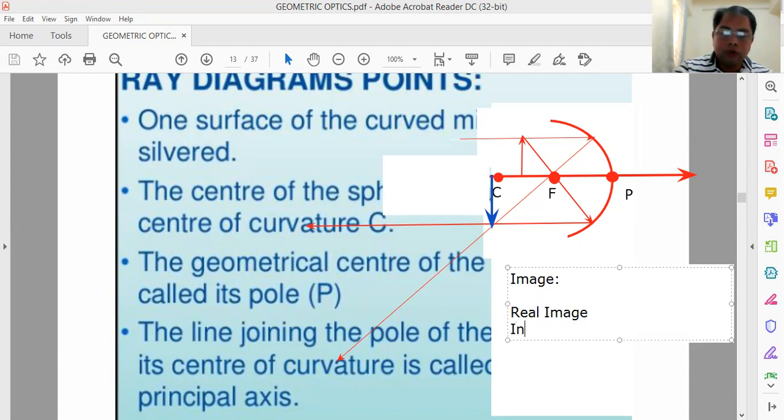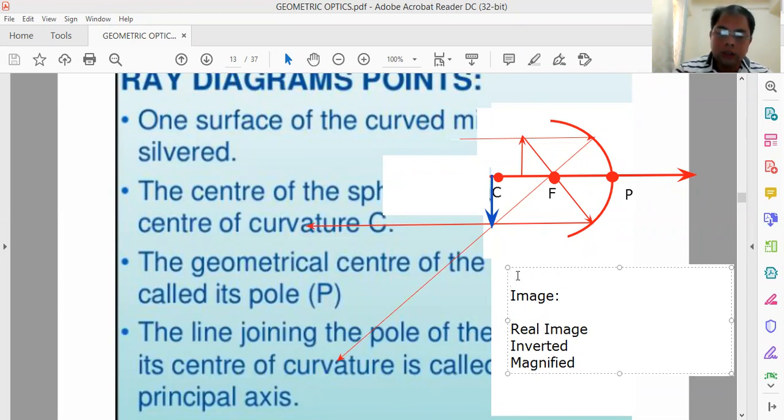Then it is inverted, and it's a bit larger than the original image, so we call it a magnified image. If you look at yourself in front of a concave mirror, you can't make out what the person inside looks like. So this is the case of a concave mirror.